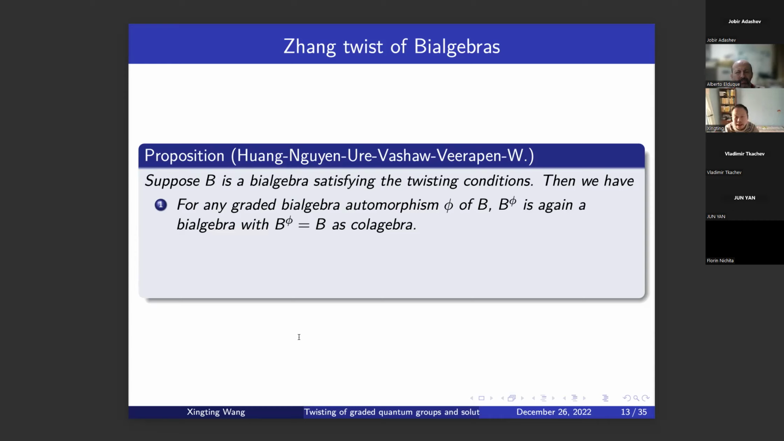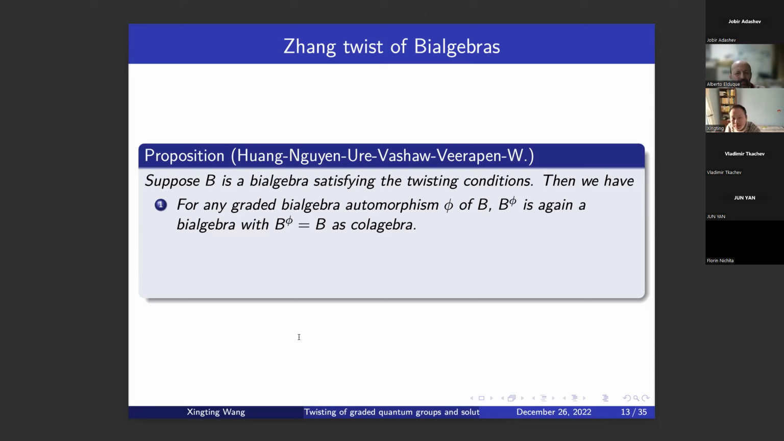I want to do it first in the bialgebra case. If you have a bialgebra with the twisting condition, then for every graded bialgebra automorphism phi, you can do the twisting B^phi, because B is Z-graded, right? So you can do B^phi. And as long as the twisting condition works, B^phi is again a bialgebra.